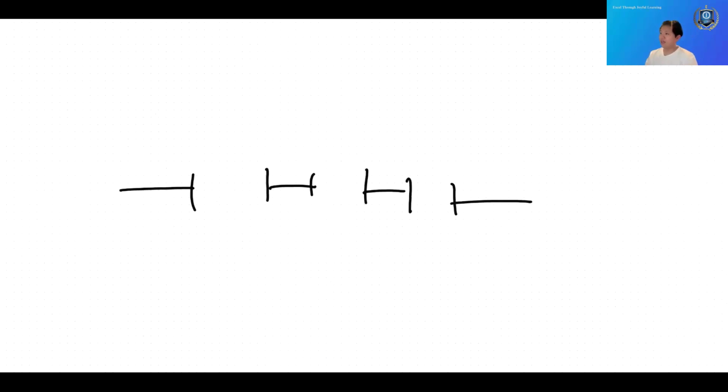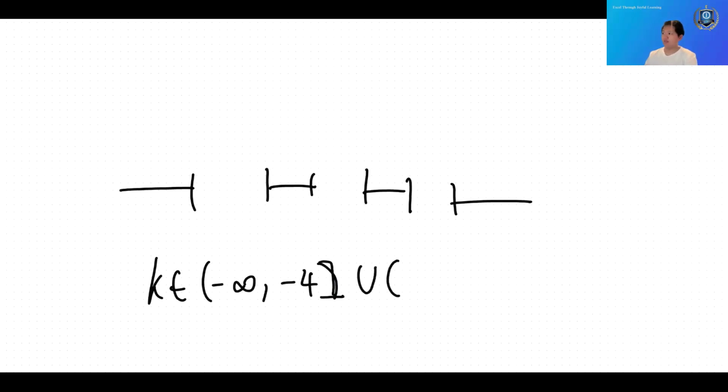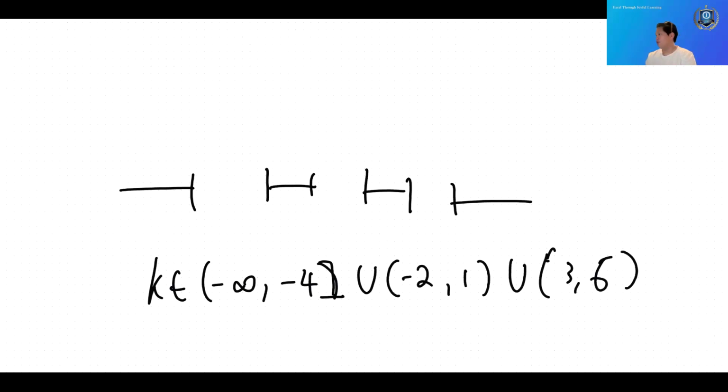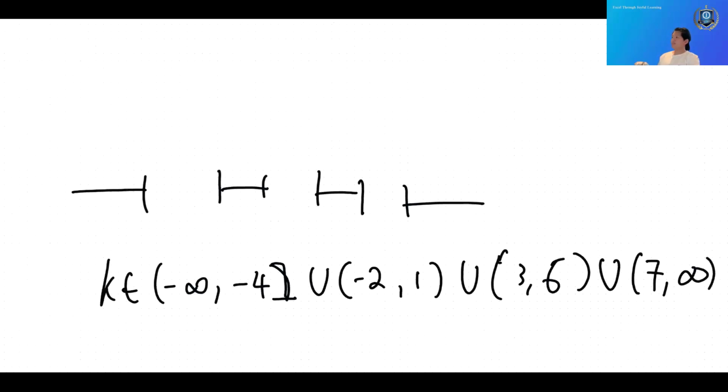you would have to say k would be an element of negative infinity to a number, let's say -4. You also have to worry about closing brackets, full brackets. Or you have your other -2 to 1, or 3 to 6, and lastly, 7 to infinity, like this. Then that is your full answer. It will be a range of values, and then they are chopped up in between.